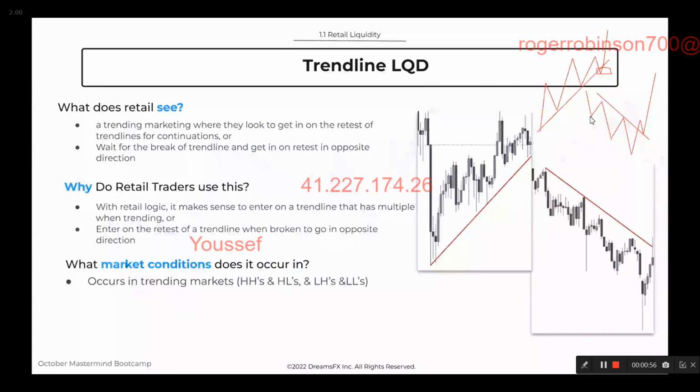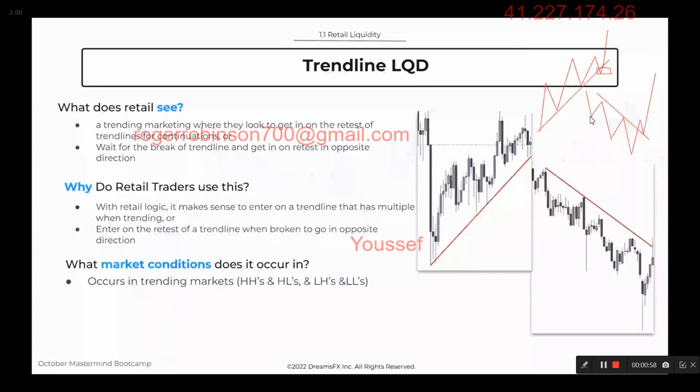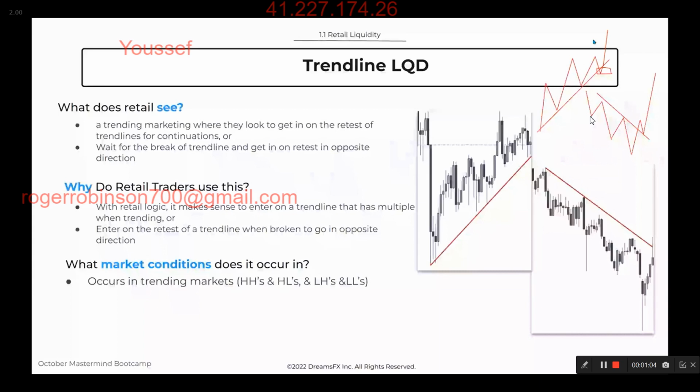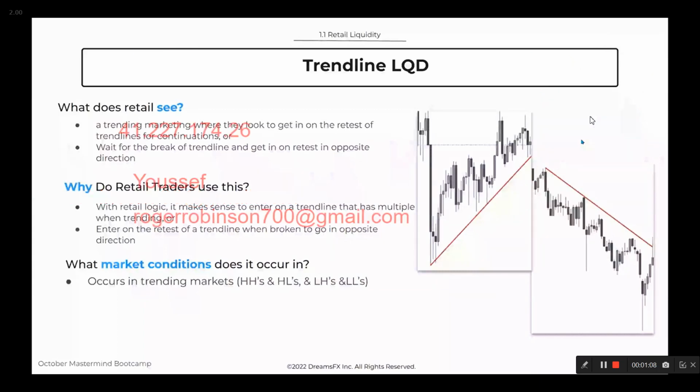What market conditions does this occur in? It occurs in trending markets, higher highs and higher lows, lower highs and lower lows. Again, you're learning all of these, not because you're always going to be consciously aware of them, but you should always be aware of them. What you're going to be learning is where one thing tells you where everything loses.